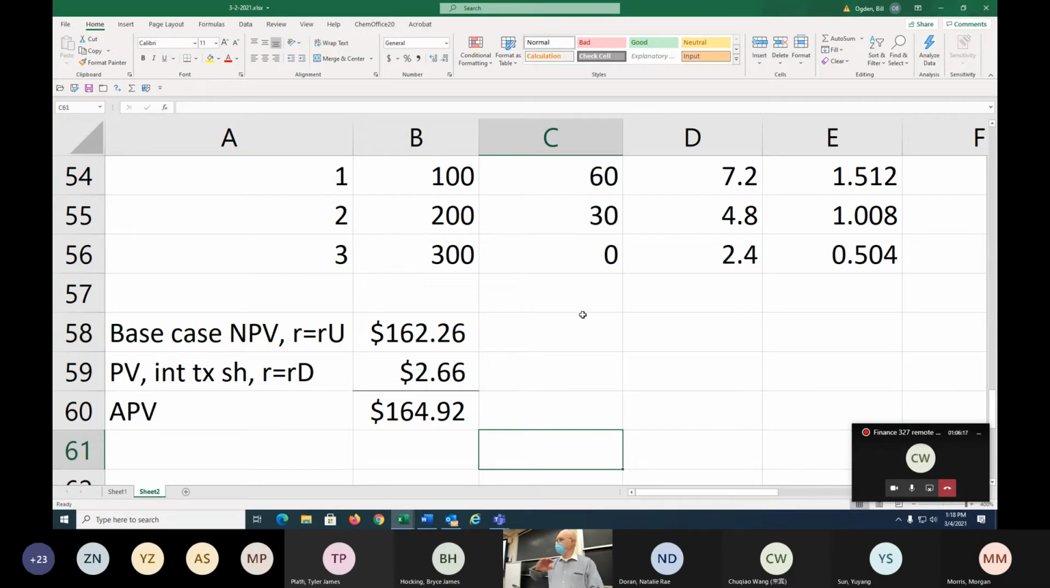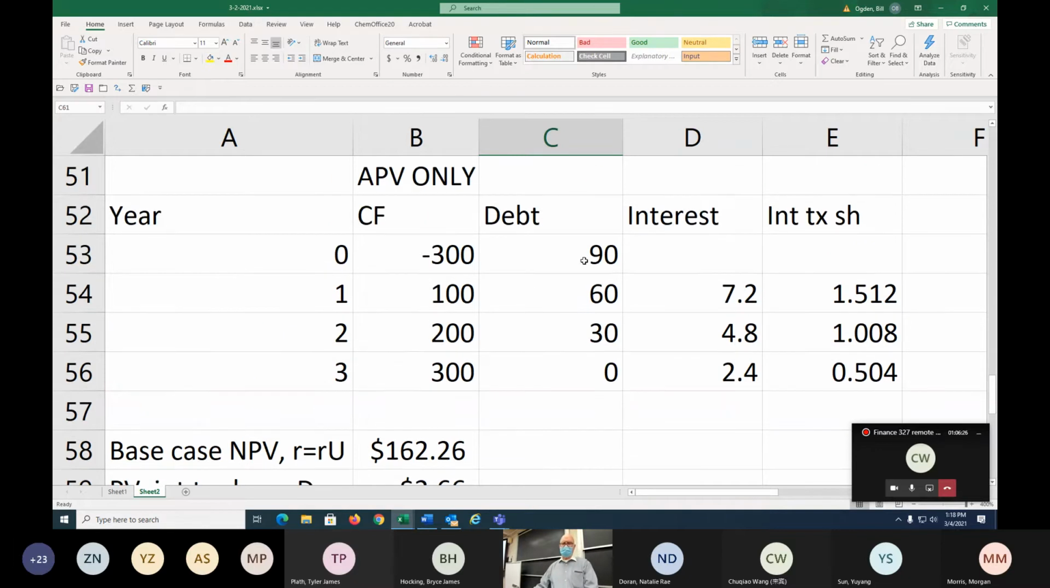Float equity, doesn't work. NPV, doesn't work. APV only. So this is called the fixed debt scenario, where I just fix the debt. Not related, did I value this project? Not a bit, did I? I just said I'm going to borrow this much against it.